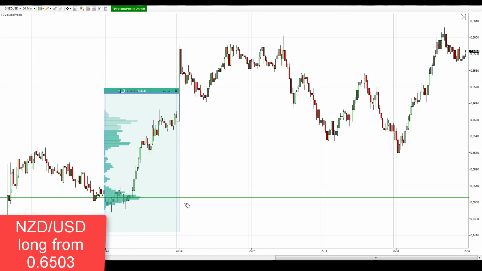And another confirmation of this level is the open of the day, which was right there, very close to the level. And daily open is also a strong support. So this is another confirmation of the volume-based level.